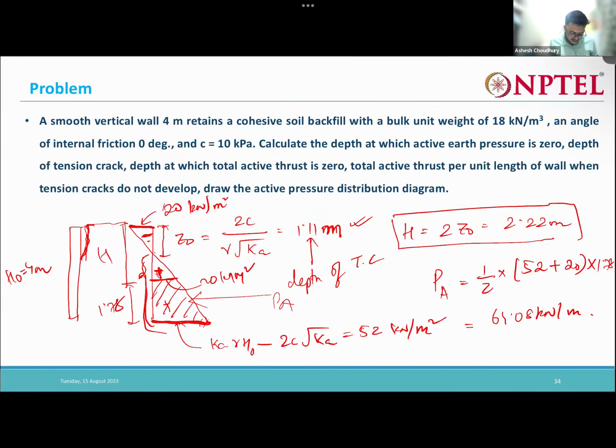So always remember that if tension cracks develop, that means the soil is not in contact with the retaining wall at the top portion, so this whole area will come into the picture. Now, if tension cracks do not develop, that means this negative portion is also in contact with the soil, so this negative and this positive portion are going to cancel out, and only this trapezium is going to come into the picture. Okay, so I hope that is clear to you.